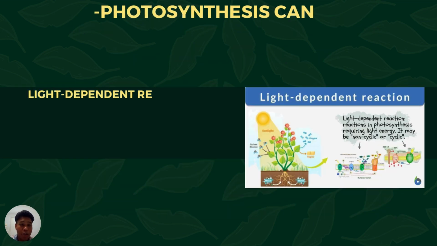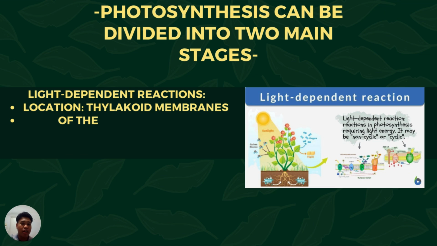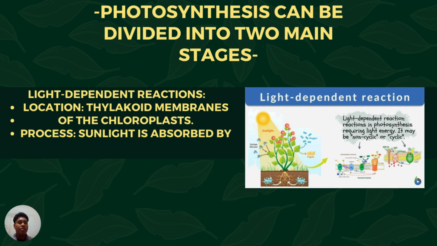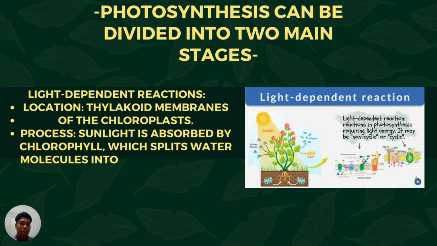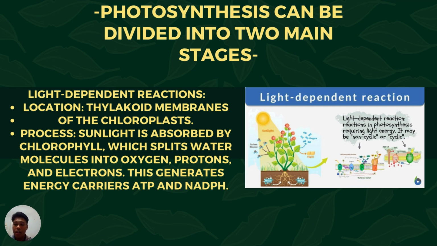So photosynthesis can be divided into two main stages. Firstly, the light-dependent reaction, and secondly, the light-independent reaction. For the light-dependent reaction, the location is the thylakoid membranes of the chloroplast. The process is sunlight is absorbed by chlorophyll, which splits water molecules into oxygen, protons, and electrons. This delivers energy carriers ATP and NADPH. The light-dependent reaction in photosynthesis requires light energy, and it may be non-cyclic or cyclic.